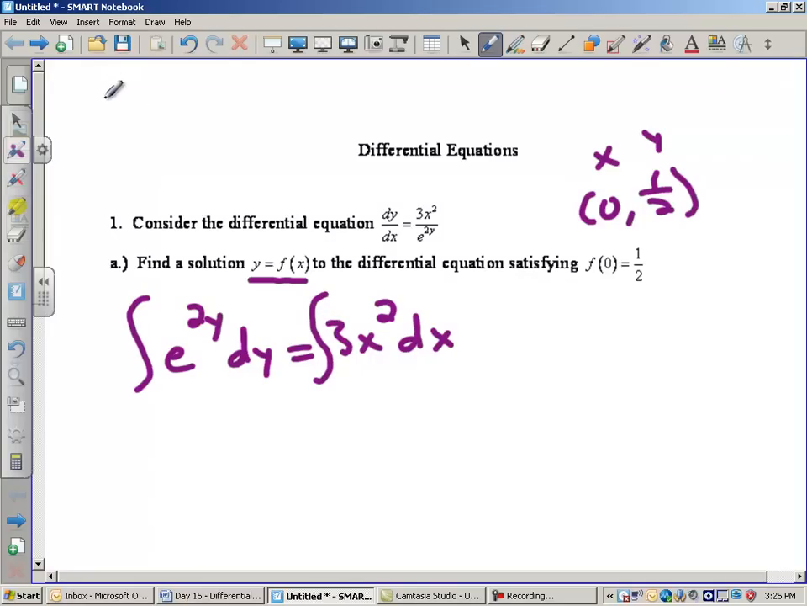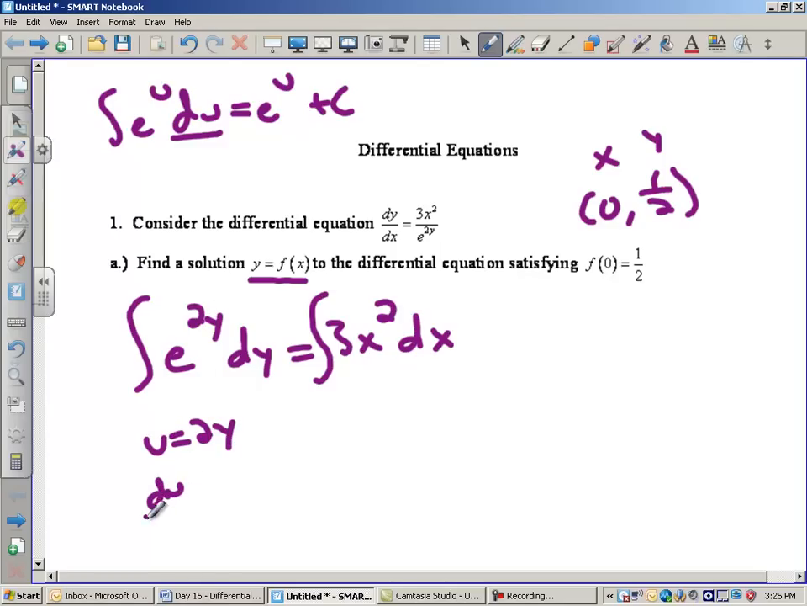Now you should remember that the integral of e to the u du is e to the u plus c. But this du has to be here. The du stands for the derivative of u. For my example, my u is 2y. Now the derivative with respect to y of 2y is 2. So du/dy is 2.